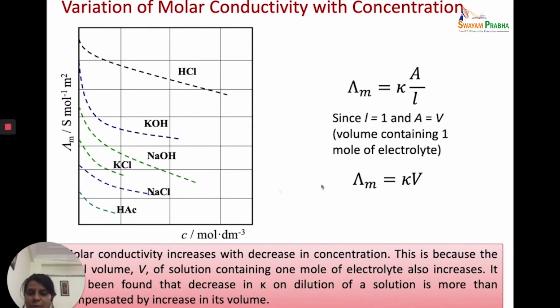So from this graph we see that when you decrease the concentration, the lambda m values are increasing because kappa did decrease, but volume increased a lot. So this increase in volume compensated the decrease in kappa, and lambda m increased. So when we move from right to left, that is the concentration is decreasing, lambda m values are increasing.